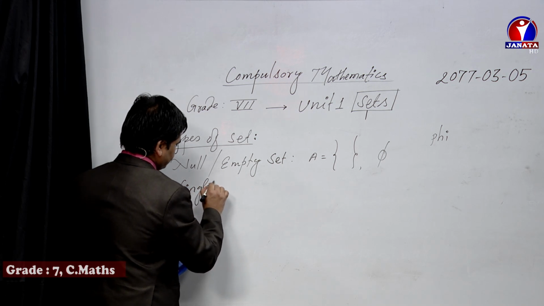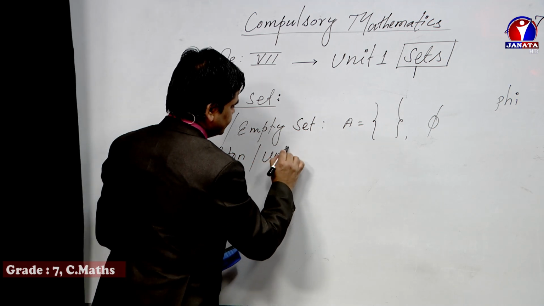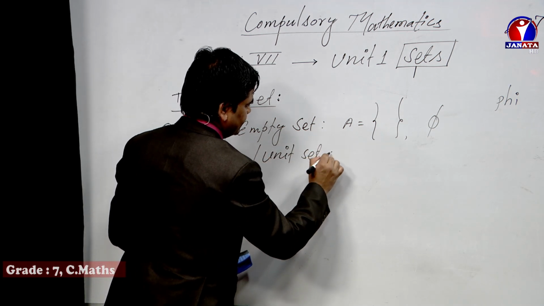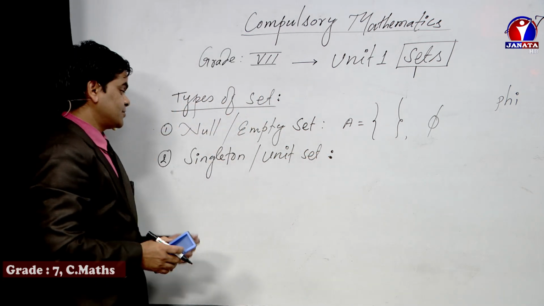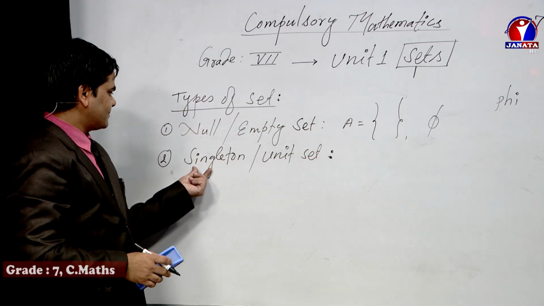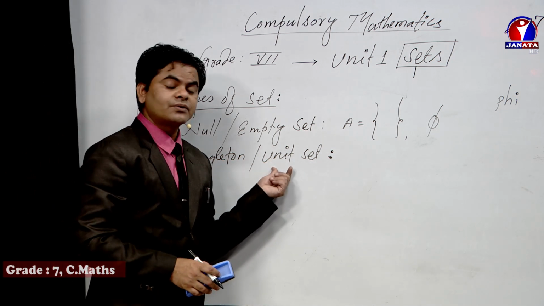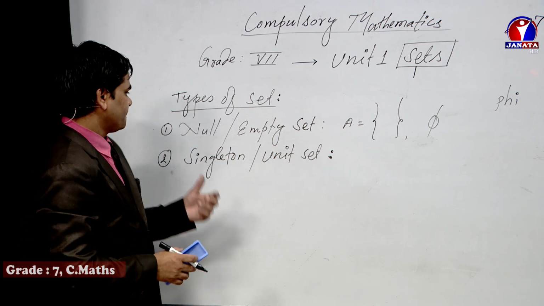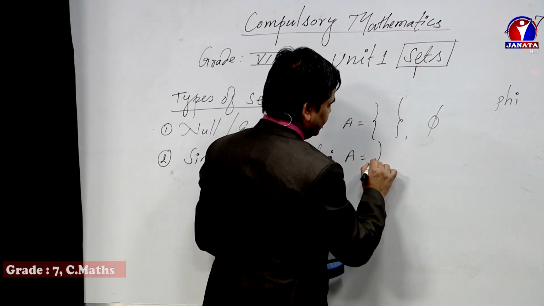Now the second one is singleton. Singleton is also known as unit set. Dear student, singleton means single, so there is only one element. Unit also refers to single. That's why singleton or unit set refers to that set where there is only one element.